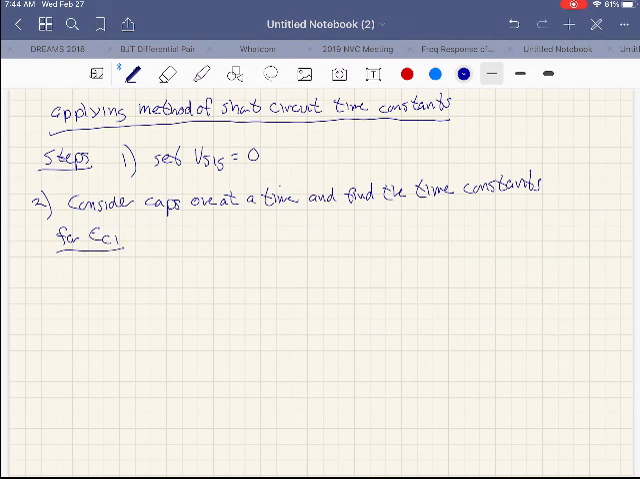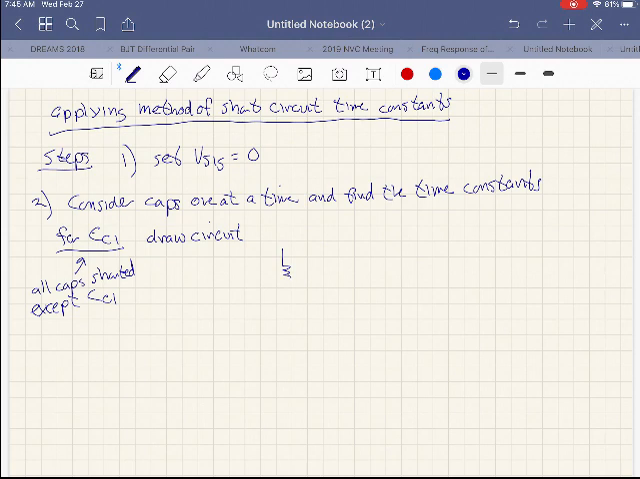CC1, that's that first coupling capacitor. We want to draw the circuit. As you've come to realize now, I'm a big fan of redrawing circuits. So for CC1, what we're going to do is short all caps except CC1. Okay, we end up with something like this.